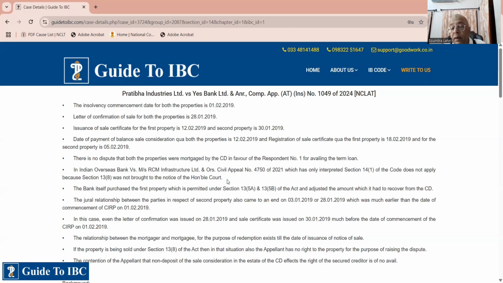But then NCLAT said that in that particular case, the Honorable Supreme Court did not consider Section 13.8 of SARFAESI Act. So they are of the view that subsection 8 of Section 13 of SARFAESI Act will prevail over 14.1 of IBC. So the contention of the appellant that non-deposit of the sale consideration in the estate of CD affects the right of the secured creditor goes away.